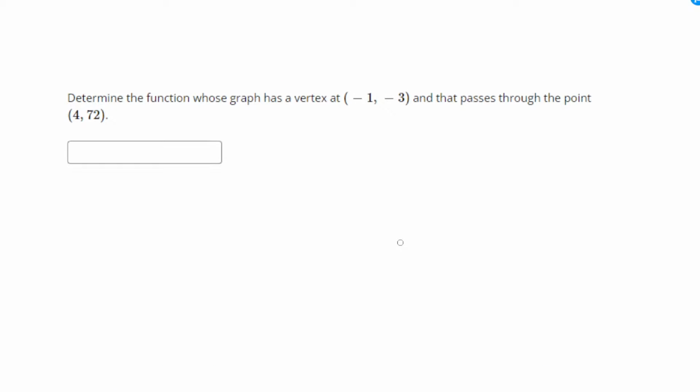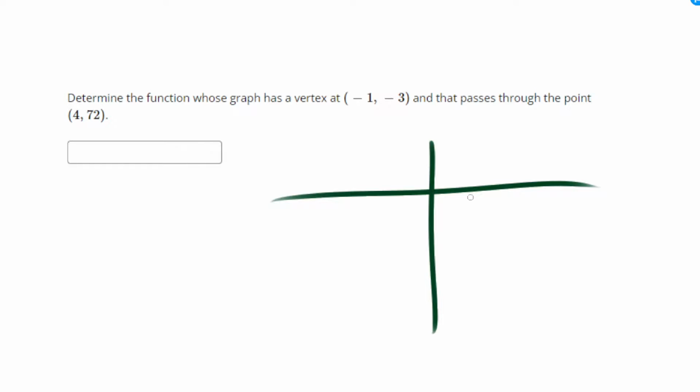Determine the function whose graph has a vertex at -1, -3, and passes through the point 4, 72. We know that our vertex is going to be the highest or the lowest point. If we're at -1, -3, our graph will look something like this. And it passes through the point 4, 72. So 1, 2, 3, 4, all the way up to 72. Now we want to find the function of that.